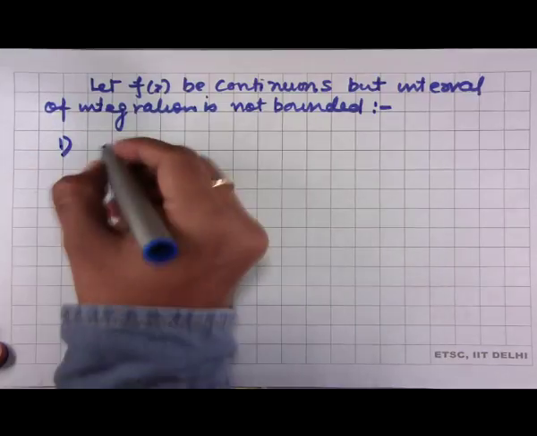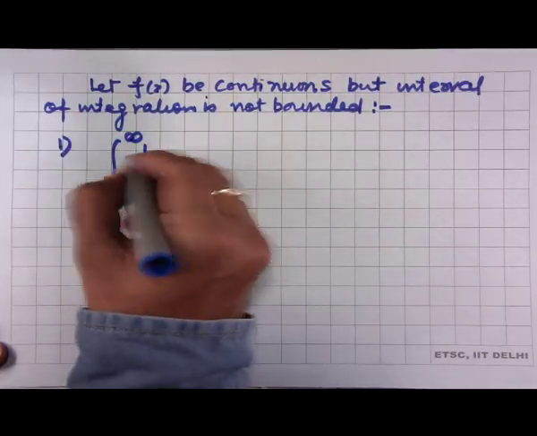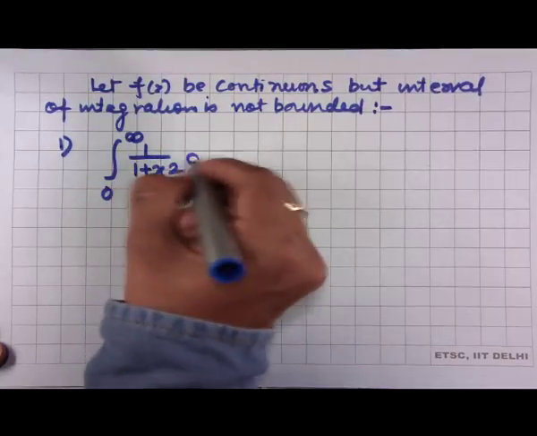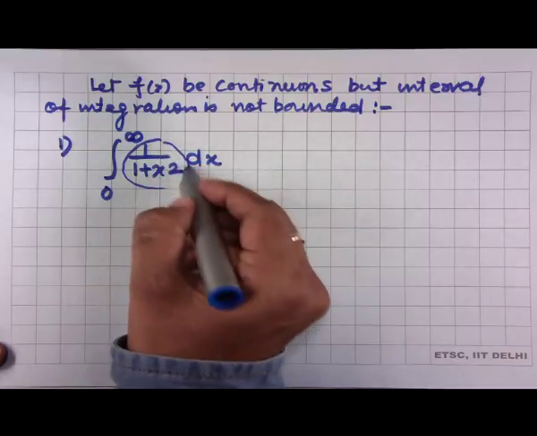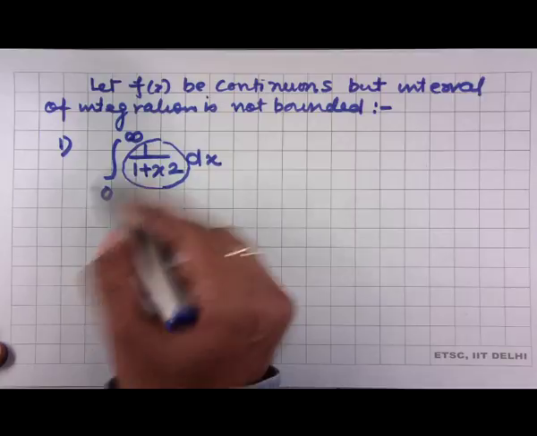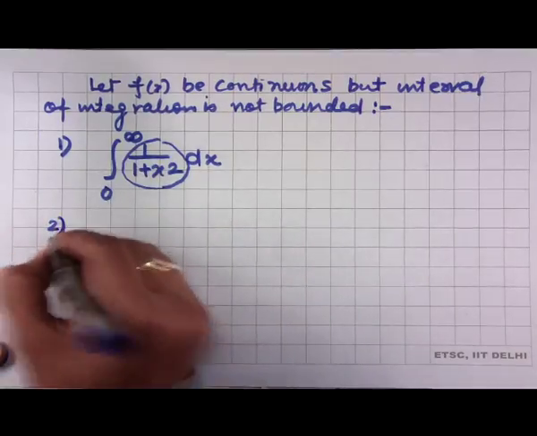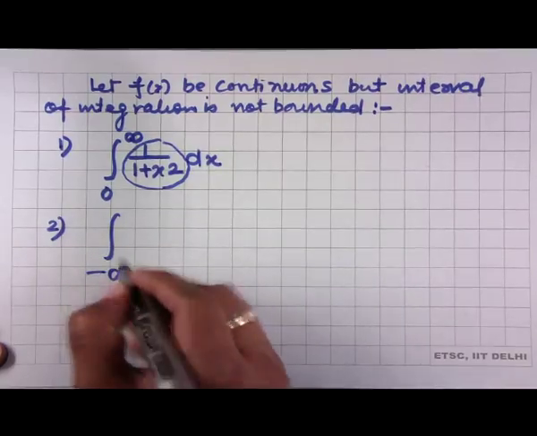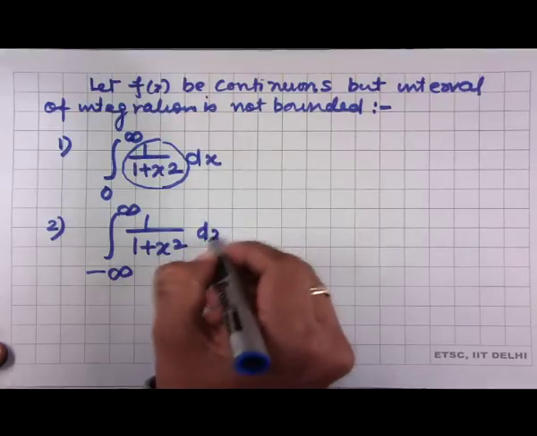So, the first category is, for example, the integral from 0 to infinity of 1 by 1 plus x square dx. You can see that this function is continuous everywhere, but the interval of integration is infinite, from 0 to infinity. Then another case is from minus infinity to infinity, 1 by 1 plus x square dx.